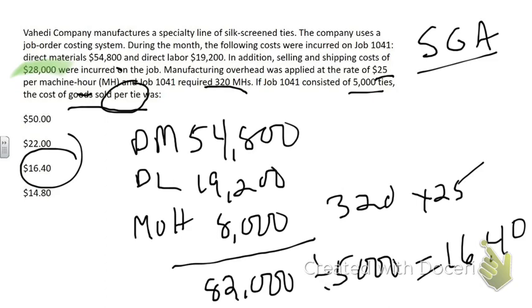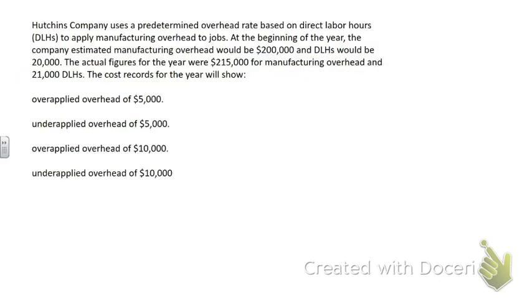On to the next question. Next question, they use a predetermined overhead rate. We're trying to figure out if overhead's going to be underapplied or overapplied. So let's see what we have here. At the beginning of the year, the company estimated costs at 200 grand and the direct labor hours would be 20 grand. For the year, actual was 215 and they worked 21,000 hours.